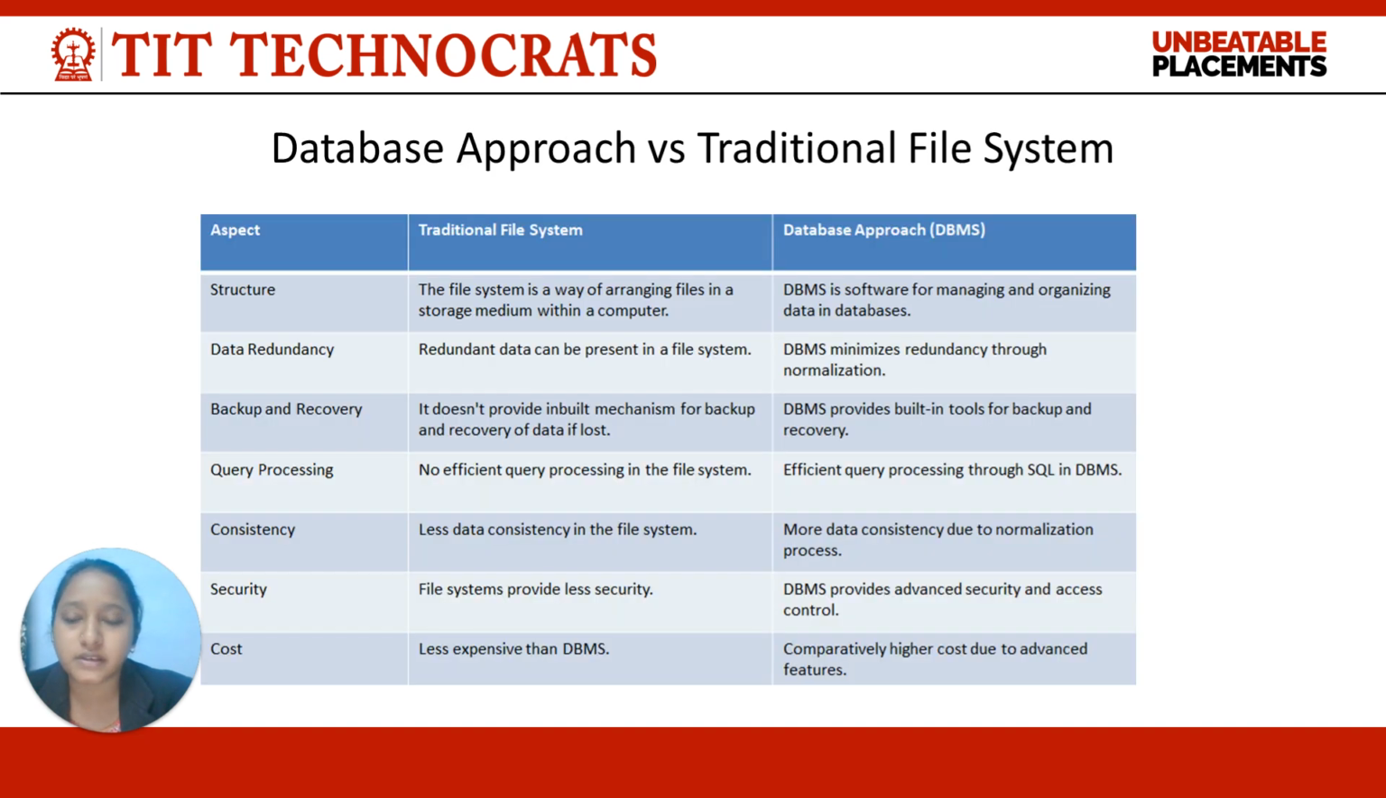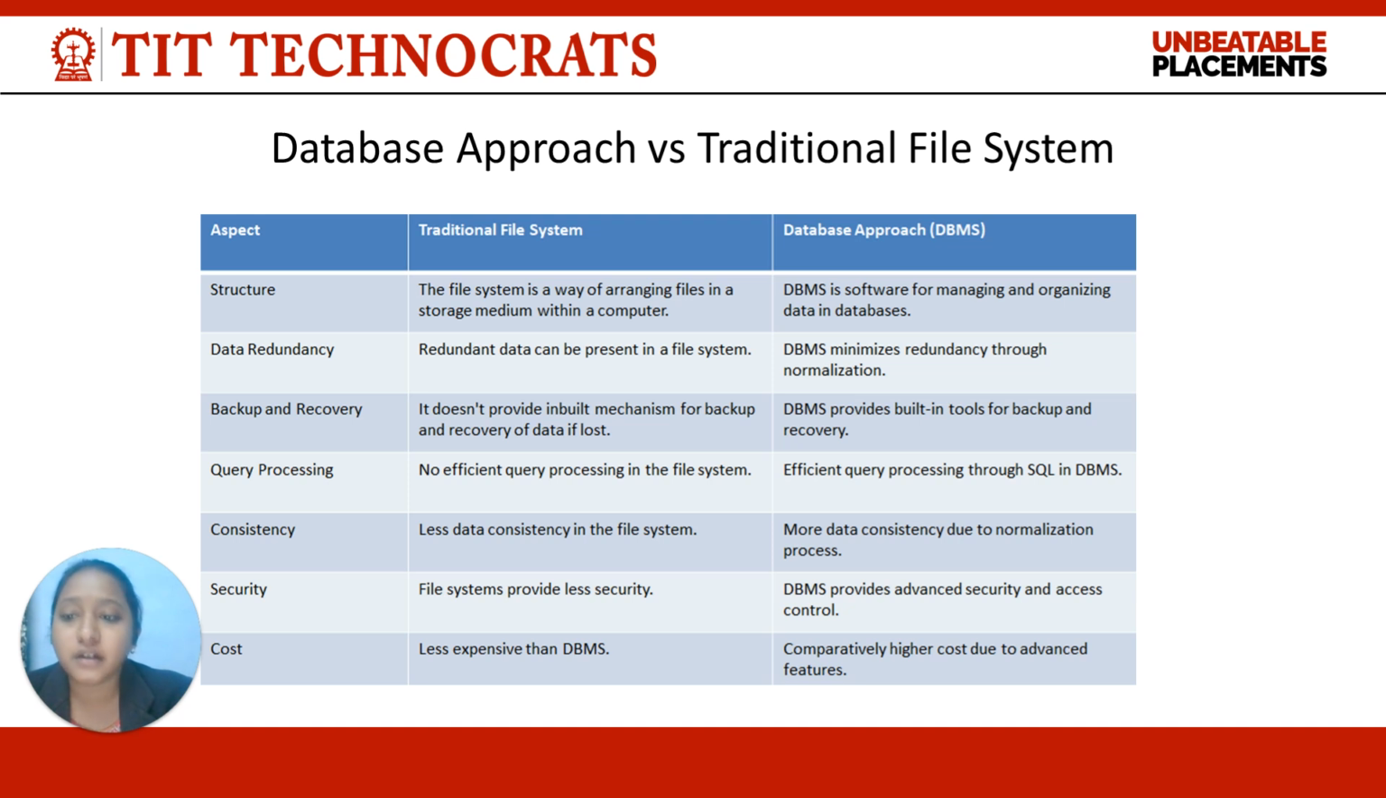Now the next topic is database approach versus traditional file system. In the traditional file system, data is stored in separate files inside folders on your computer. Each program has its own data. For example, one file for students, another for fees, and another for library records. But in a DBMS, all the data is stored in one centralized place and it is managed by DBMS software. This makes it easier to organize and retrieve information whenever we need it.